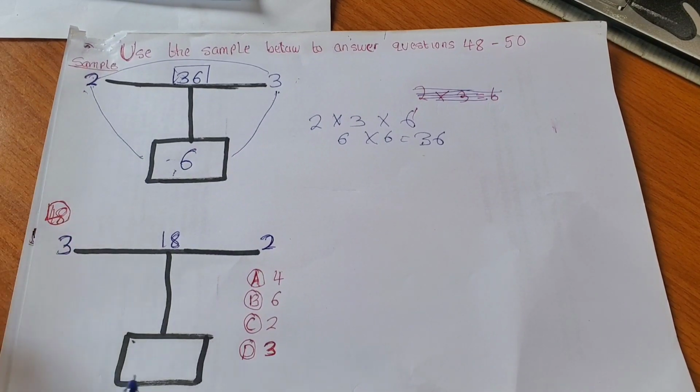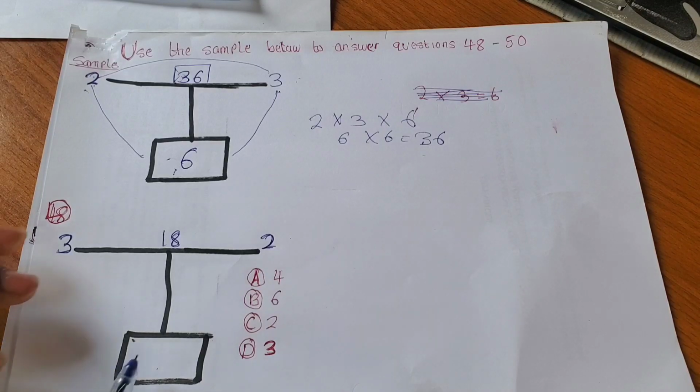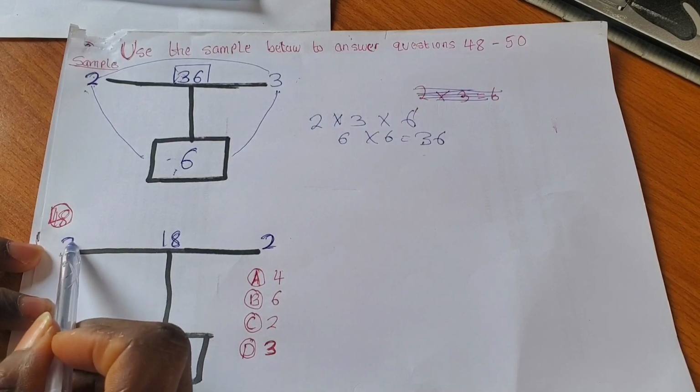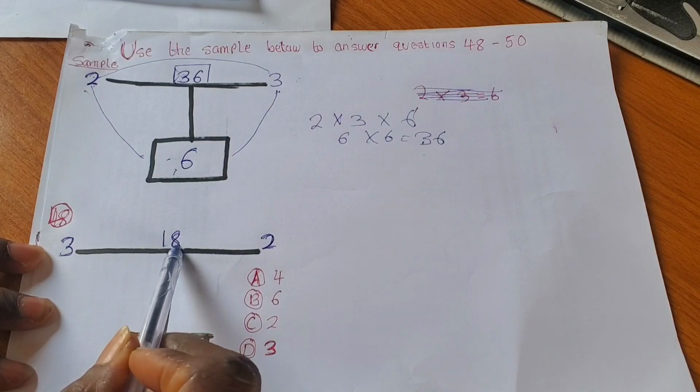Now, it is easy to get the value that is here as well. All you have to do is just pay attention. To get the value that is here, you know that if you take the product of 3, this, and this, you are going to have 18. Listen to the explanation again.